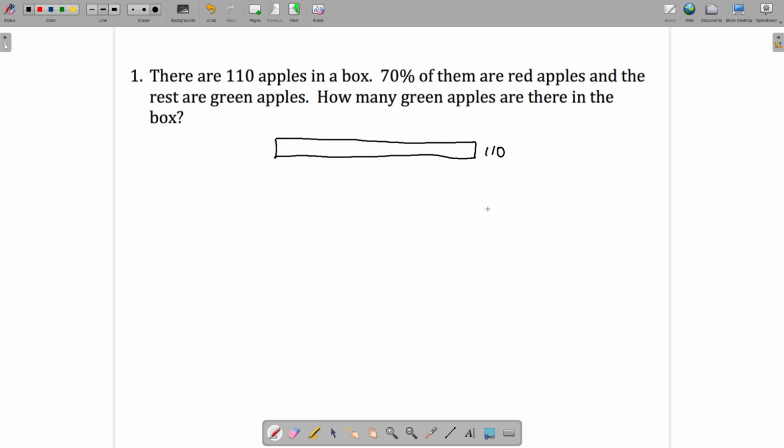So I'll say there are 110 apples total, and 70% of them are red. The rest are green. I want to know how many green apples there are. Now I could figure out how many red apples there are and subtract that from 110.